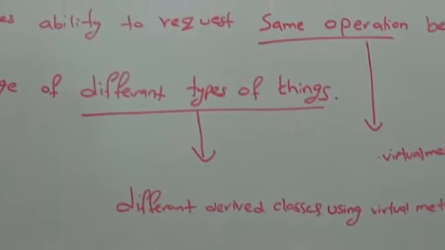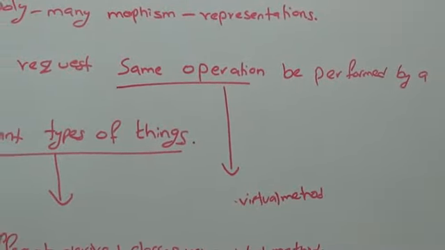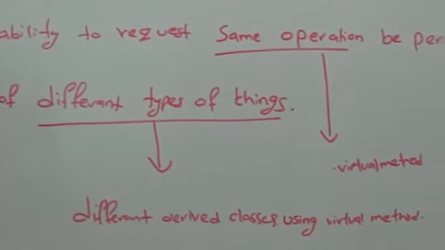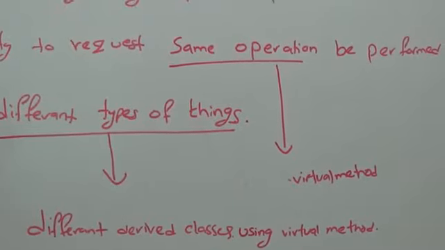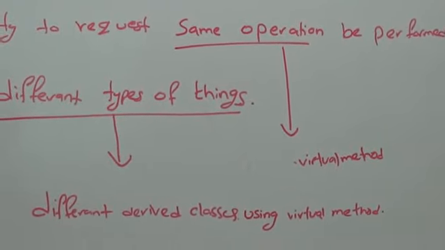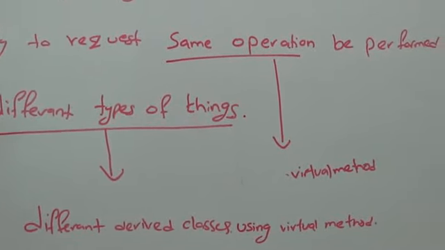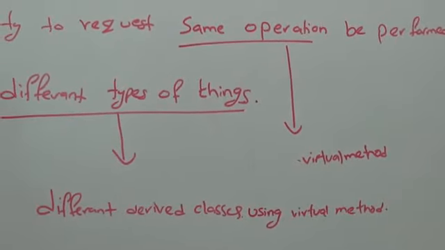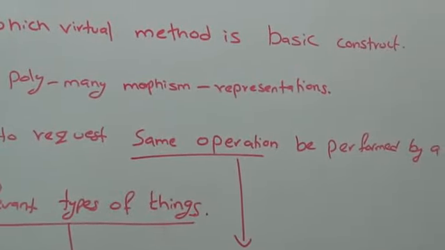Here same operation means the same virtual method be performed by a wide range of different things, meaning different derived classes using this virtual method. That means the method declared with virtual is being performed by different derived classes. That means your virtual method in the superclass is overridden by the virtual method in the derived class. That means we are going to represent the same operation of the virtual method in different derived classes. This total phenomenon is called polymorphism, and the virtual method is the basic construct.